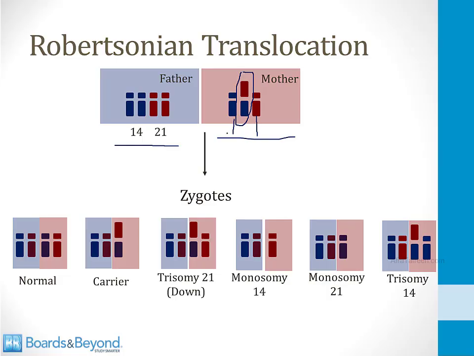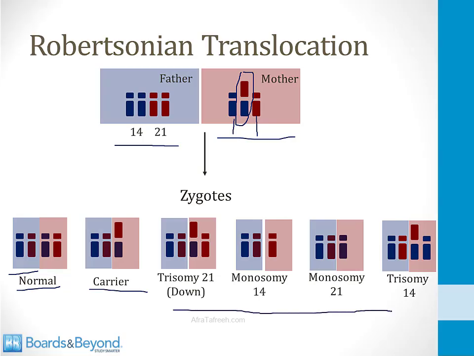At the bottom of the screen, I've shown all the potential zygotes that can result from this union. The father is always going to donate 1 copy of 14 and 21 because he is normal, but there are many different possibilities for which 2 chromosomes the mother will donate. If the mother's very lucky, she will donate her 2 normal chromosomes 14 and 21 and the child will be normal. If she's a little bit less lucky, she will donate her fused chromosomes, and this will create a child who is a carrier for the Robertsonian translocation.